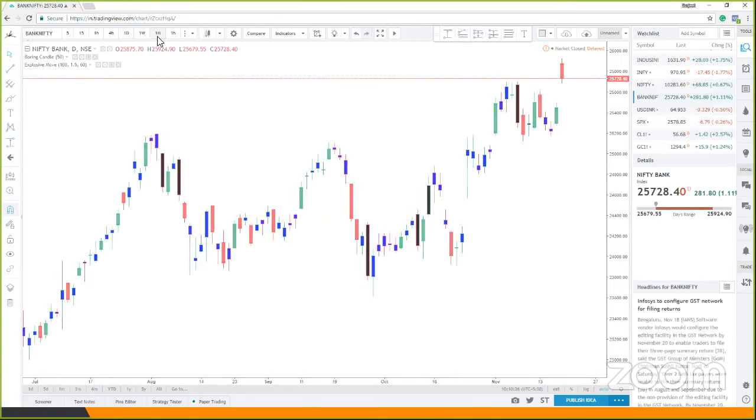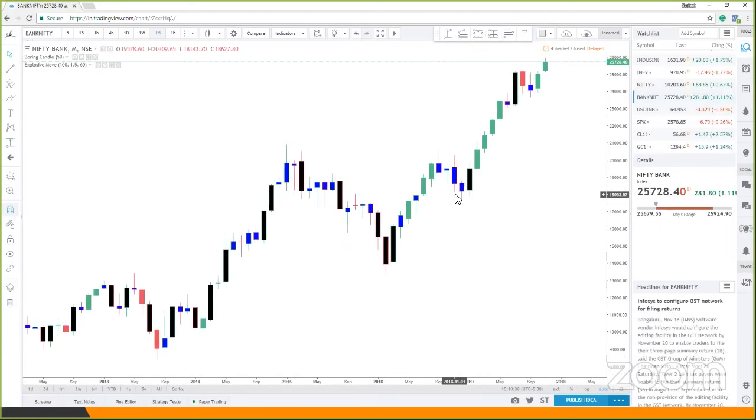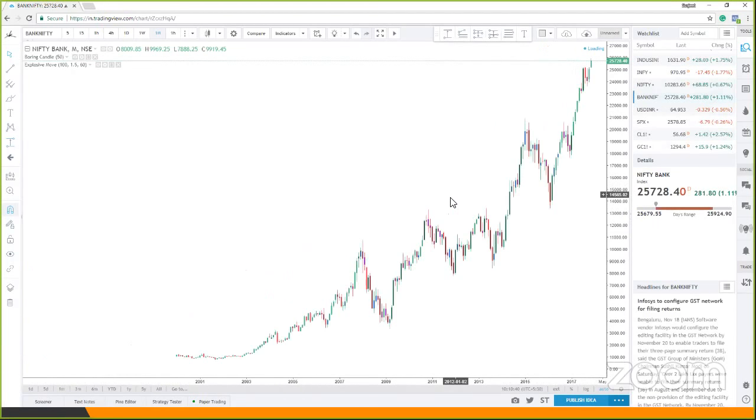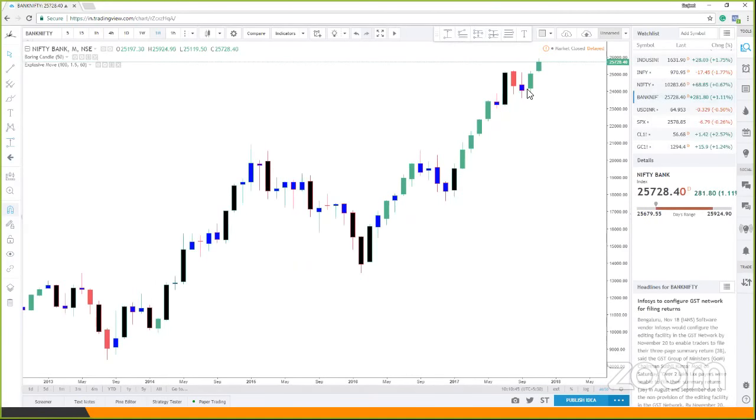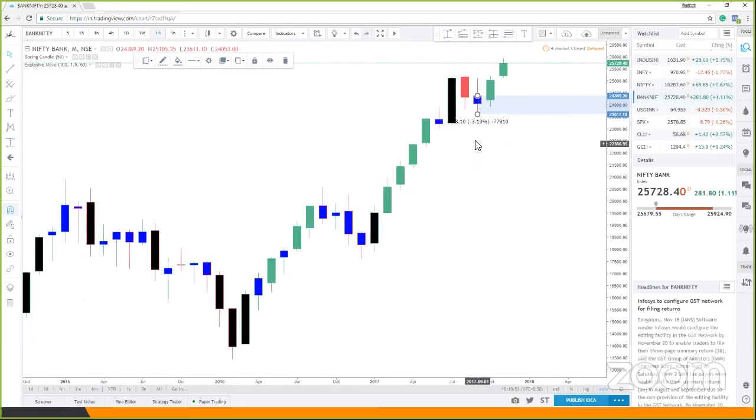Now, again, if I start with the monthly chart, because I'm looking for a longer term perspective, it is the same scenario: Bank Nifty making all-time highs. So again, a script making all-time highs. The only thing we should be doing is waiting for some corrections to happen so that we can be a buyer on that script. On this script, we are almost at 25,728 levels.